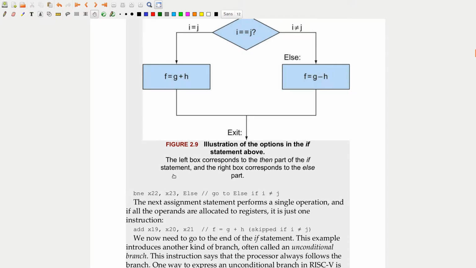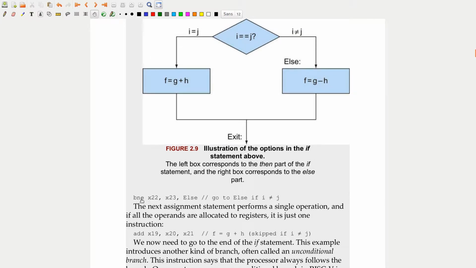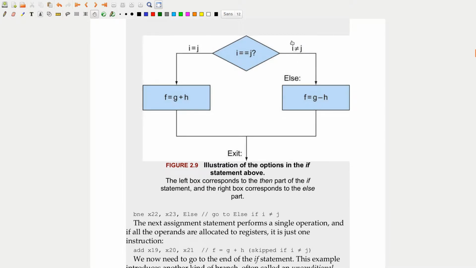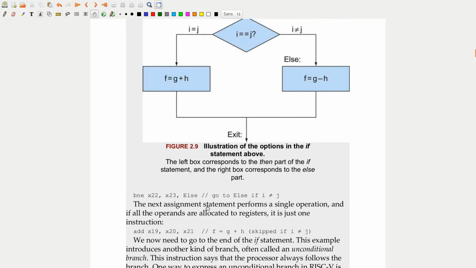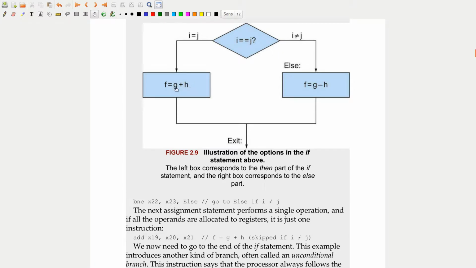Here, what we do is a branch not equal. x22 and x23 are i and j respectively. So we check if x22 is not equal to x23. Right now we're checking this condition, i not equal to j. If it passes, we go to the else statement. If it fails, we need another instruction to go to, or we have to go to this statement next.